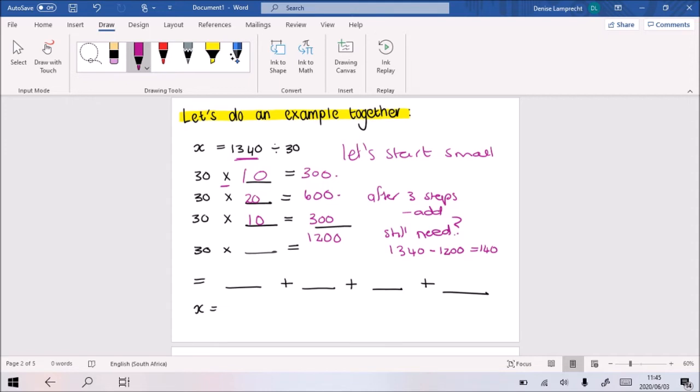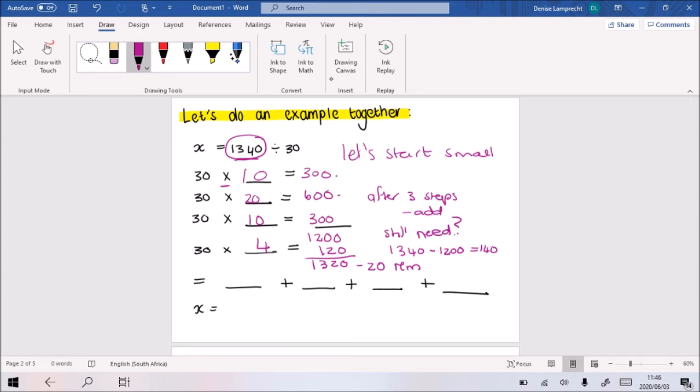30 times 4 will be the nearest. That will be 120. Because there isn't a number which I can say 30 times what will give me exactly 140. Now I get to 1320. But what must I have? I must have 1340. So that 20 will be my remainder. 20 will be my remainder.